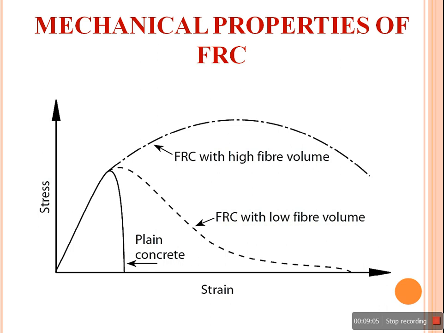So this is a graph that shows the stress strain behavior of fiber reinforced concrete. If you see here, this is the graph of stress strain behavior of plain concrete, where a sudden drop in the graph indicates that it is a brittle failure but not a ductile failure. These other graphs indicate the stress strain behavior of fiber reinforced concrete, with low fiber volume and high fiber volume, which shows that the properties are better improved. The tensile strength and the ductility of the concrete are better improved with high fiber volume. You can see the graph rising up here.